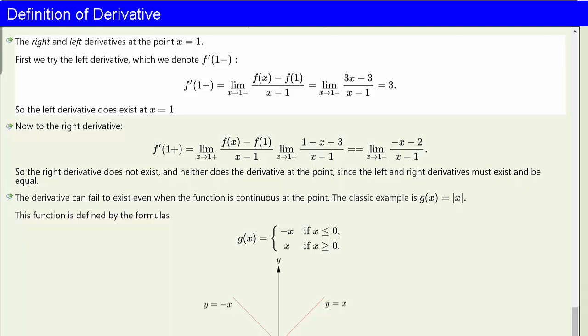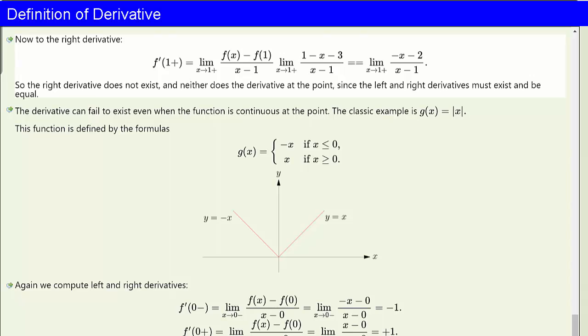First, we try the left derivative, which we denote by f prime at 1 minus. F prime at 1 minus is the limit as x goes to 1 from below of (f of x minus f of 1) over (x minus 1), just our old friend the difference quotient. And that's the limit as x goes to 1 from below of (3x minus 3) over (x minus 1), which equals 3. So the left derivative does exist at x equals 1.